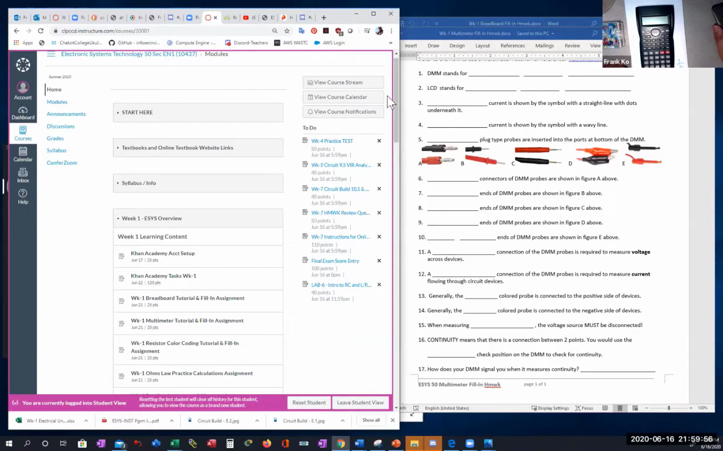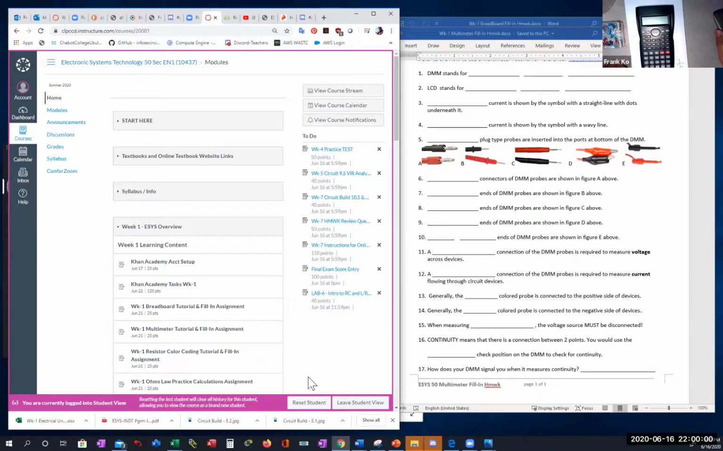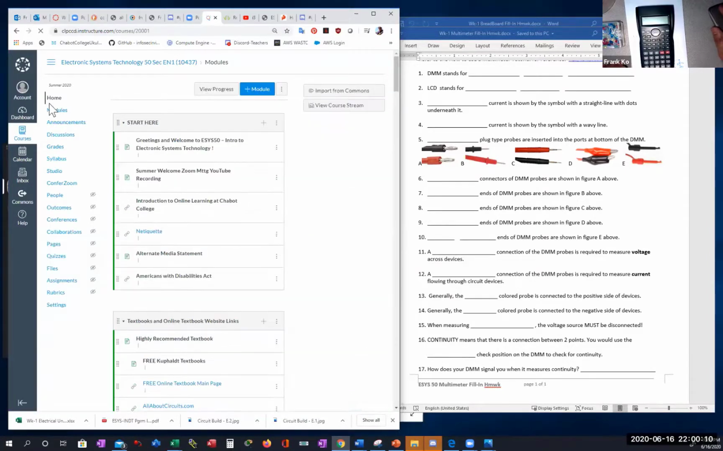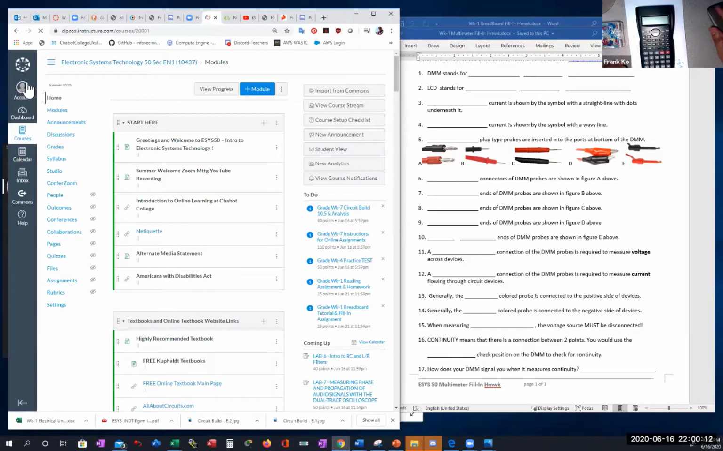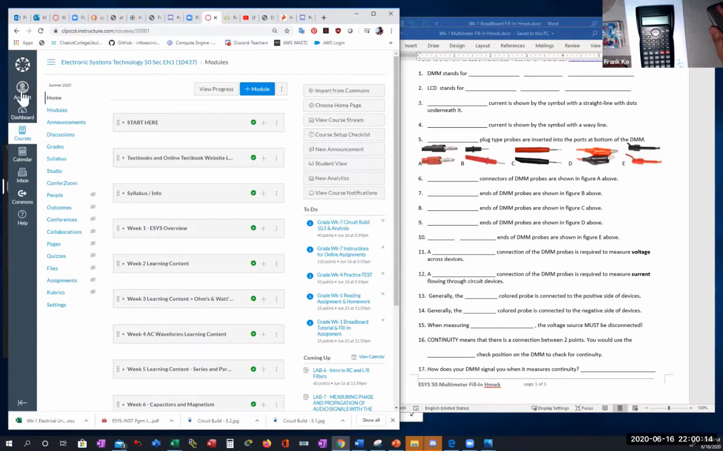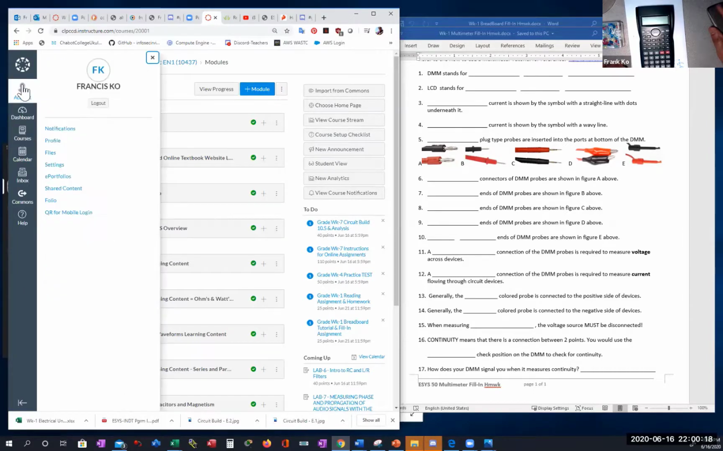And one last thing, and I have to get out of the student view. Leave student view in a moment. It will cycle through and leave student view. Right here, underneath this symbol on the far left-hand side, you see account. When you click on account, you see your name. When you see your name, go to settings.